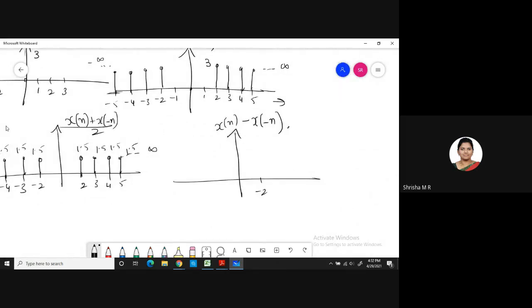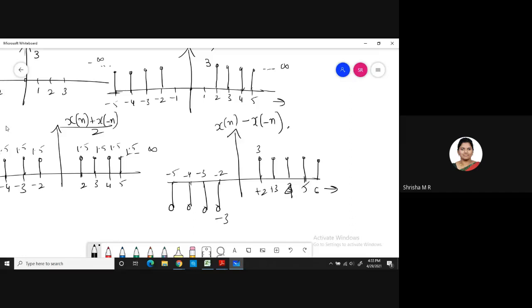So at 2 it is 3 only, then 3, 4, 5, it is 3 amplitude. For negative values from minus 2, minus 3, minus 4, minus 5, it's minus 3. Got it? 0 minus 3 is minus 3.